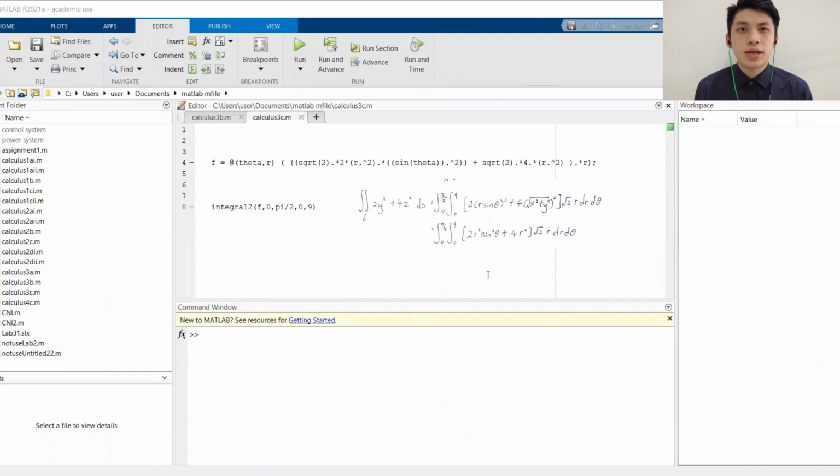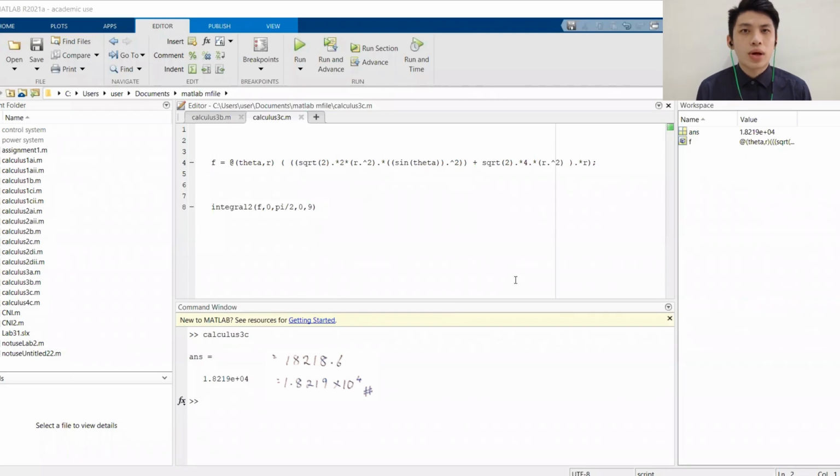For question 3c, this is the coding for the equation that we use in manual calculation, which is a double integral. Theta is from 0 to pi over 2, and radius is from 0 to 9. The result is 1.8919 times 10 to the power of 4.